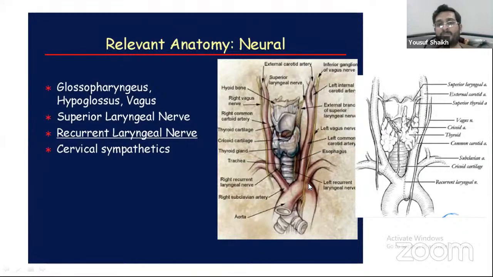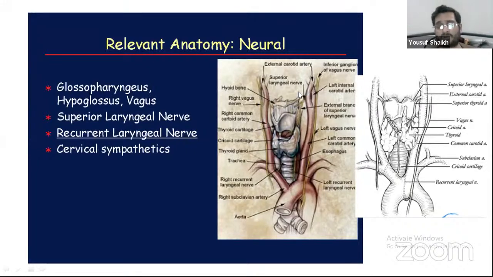Whereas on the left side, if you go very lateral or very deep, there are chances that you may injure the thoracic duct, predominantly if you are going at the C7, T1 level. But in terms of nerves, the recurrent laryngeal nerve is more at risk of injury on the right side.